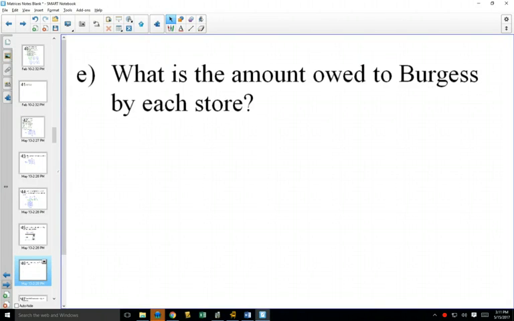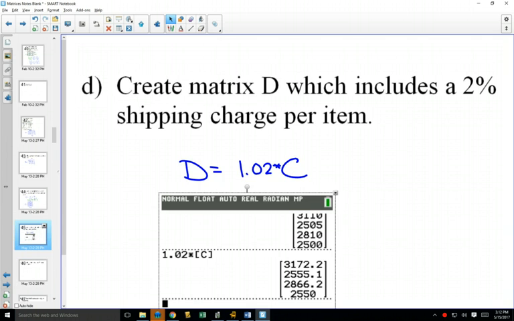So what is the amount owed to Burgess by each store? Well, that's how much we got with that 2% shipping charge. We're not going to charge them any other taxes, are we?